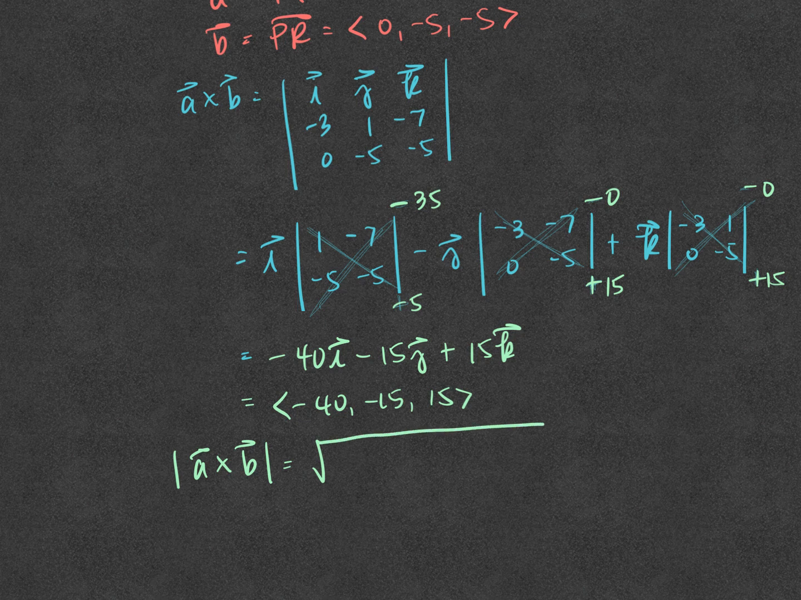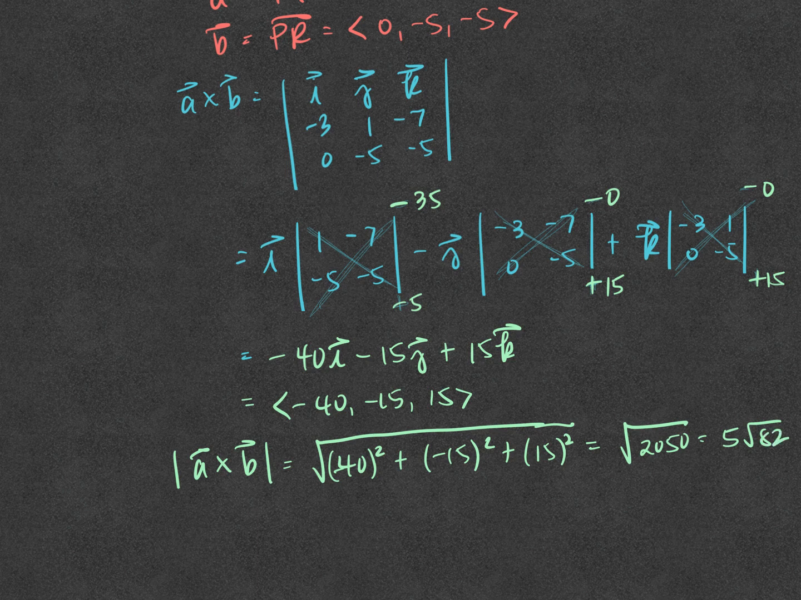This equals 40 squared, -40 squared. I guess we'll be technical here. We should be always. -15 squared and positive 15 squared. So when I do that math, I get the square root of 2050, which becomes 5 times the square root of 82.